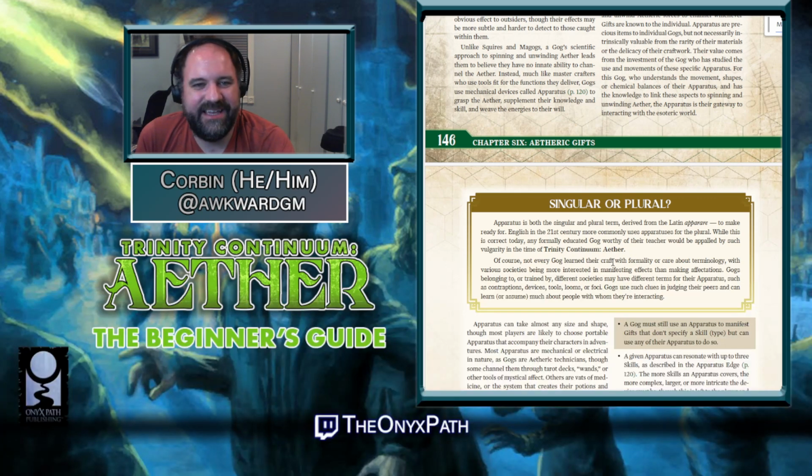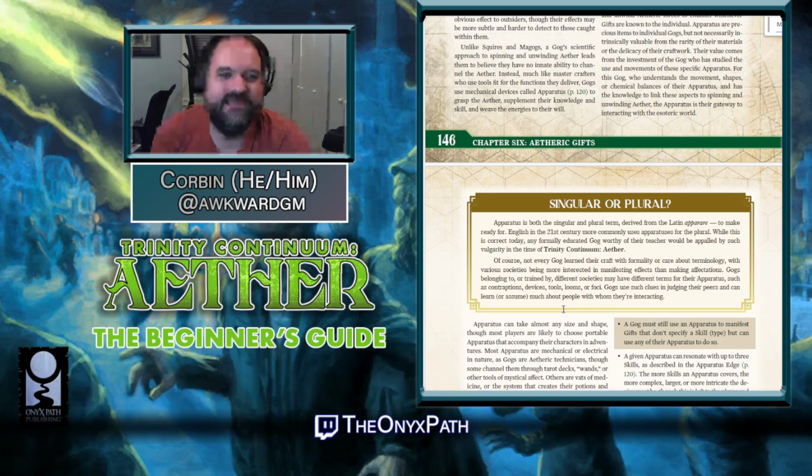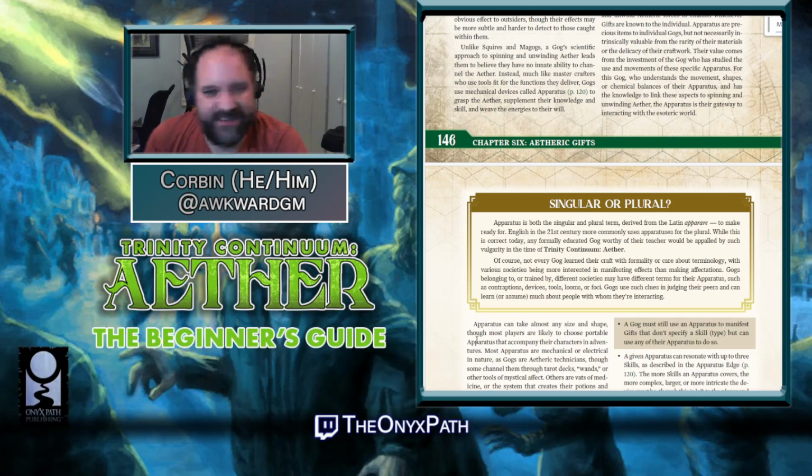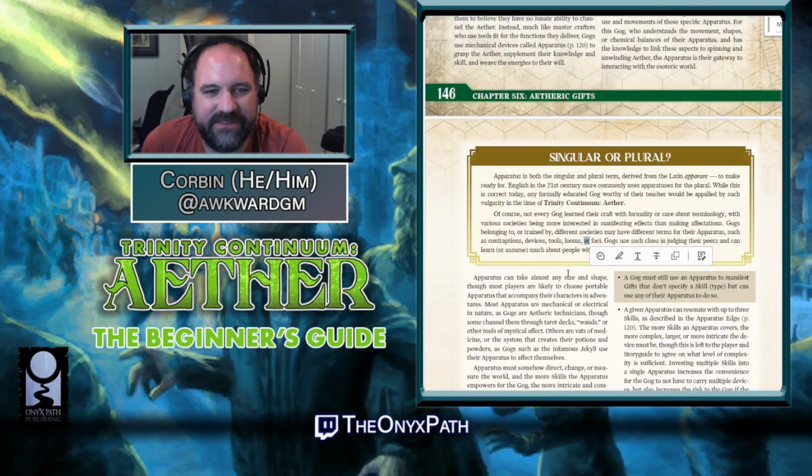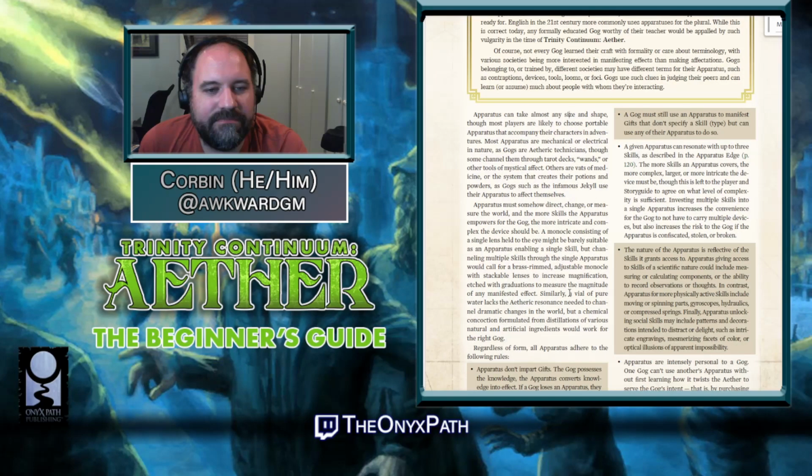While this is correct today, a formerly educated Gog worthy of their teacher would be appalled by such vulgarity at the time of Aether. Of course, not every Gog learned their craft with formality or care about terminology. So often the apparatus might be called contraptions, devices, tools, looms, or foci. Regardless of their form, all apparatus adhere to the following rules.